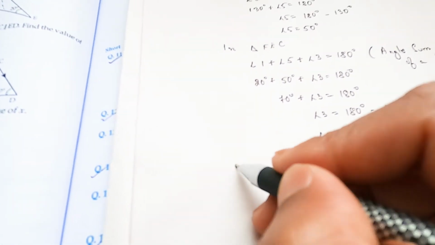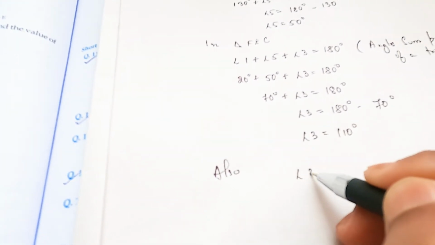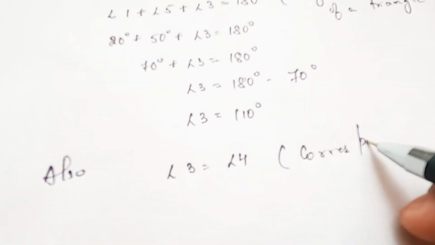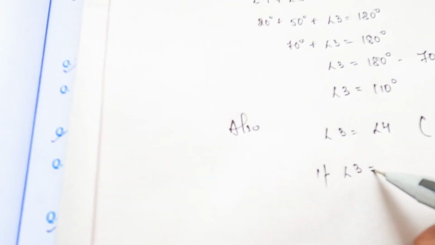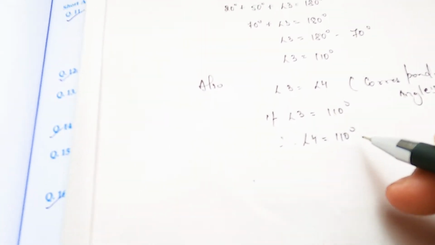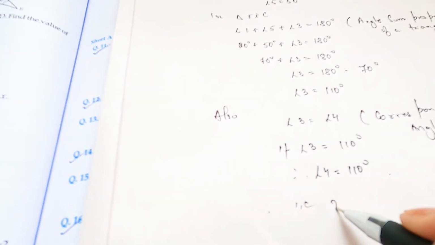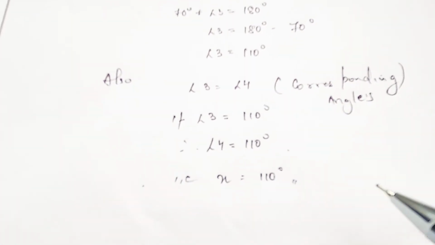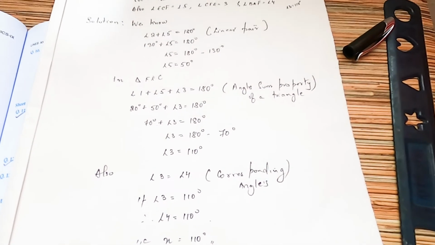Also angle 3 is equal to angle 4. Reason: corresponding angles. So if angle 3 is 110, therefore angle 4 is 110. So the value of x, what's the value of x? 110 degrees. So this will be your answer.